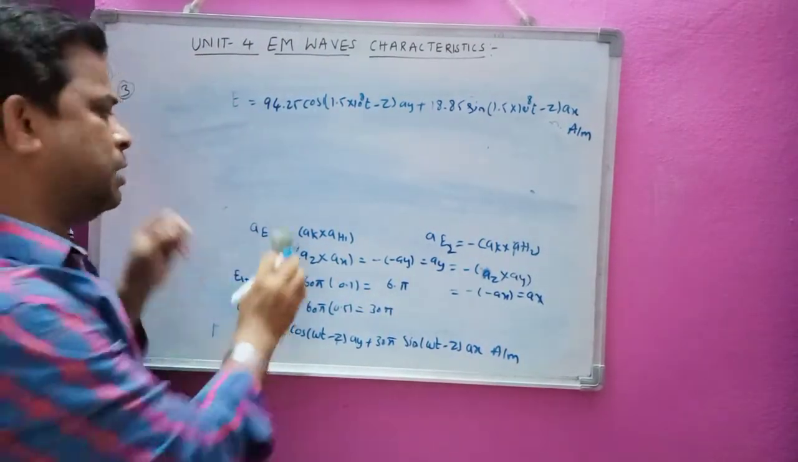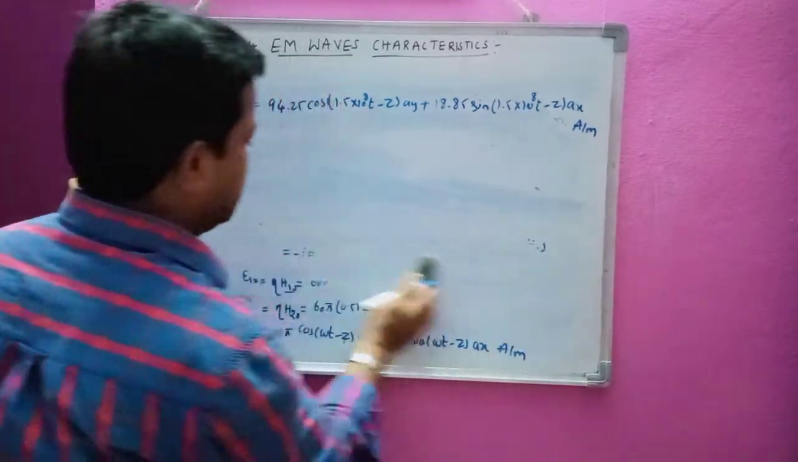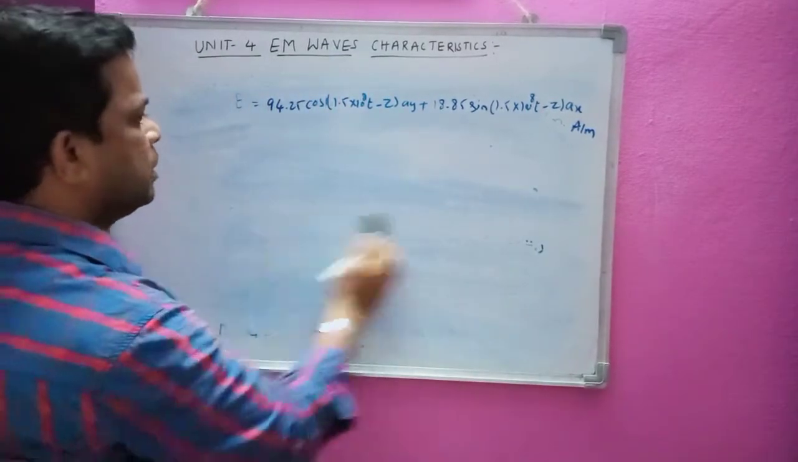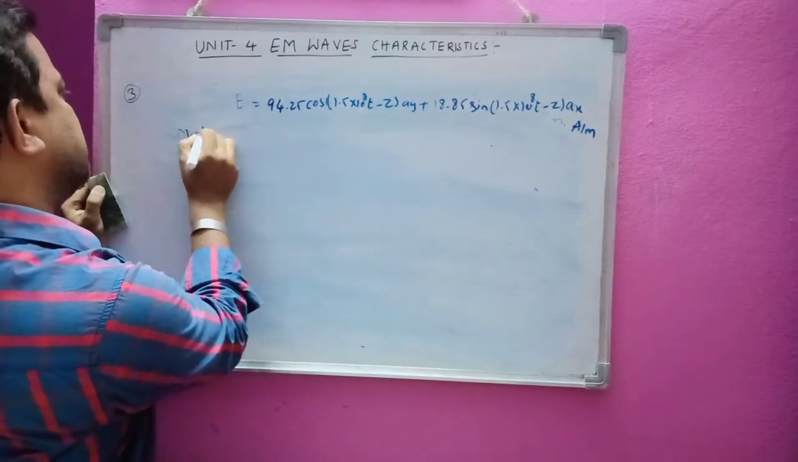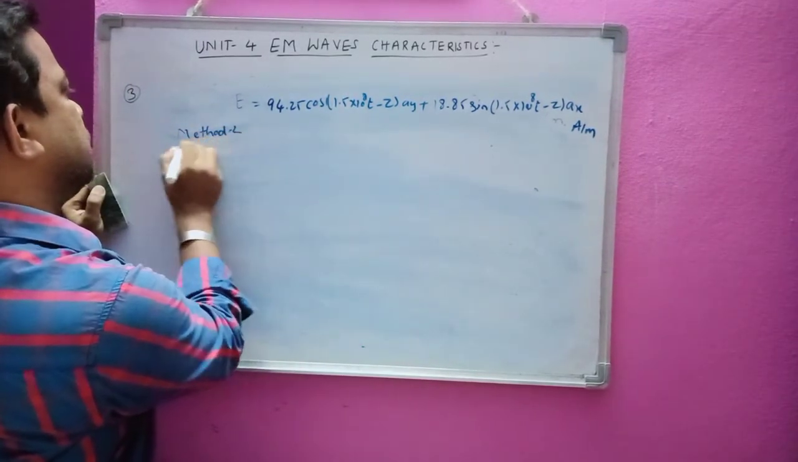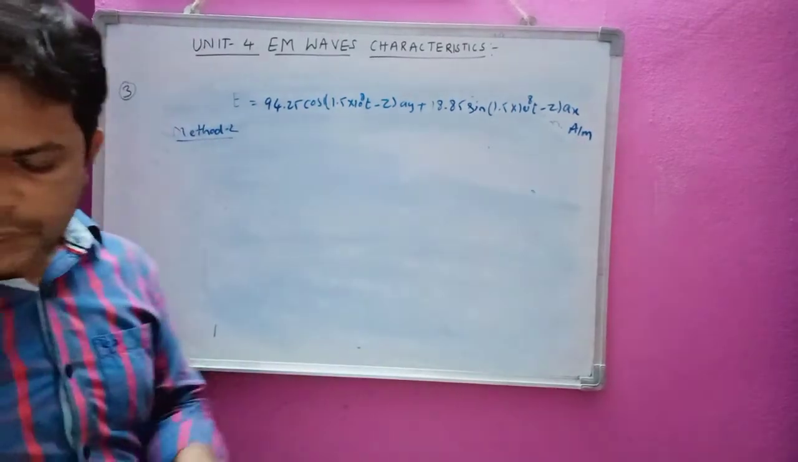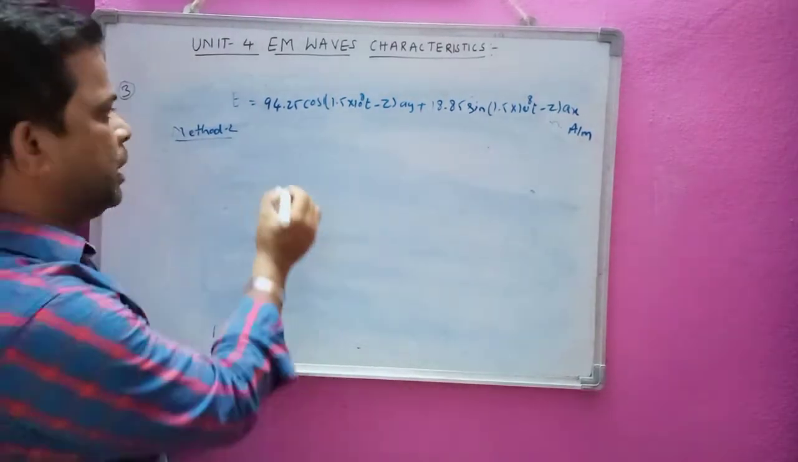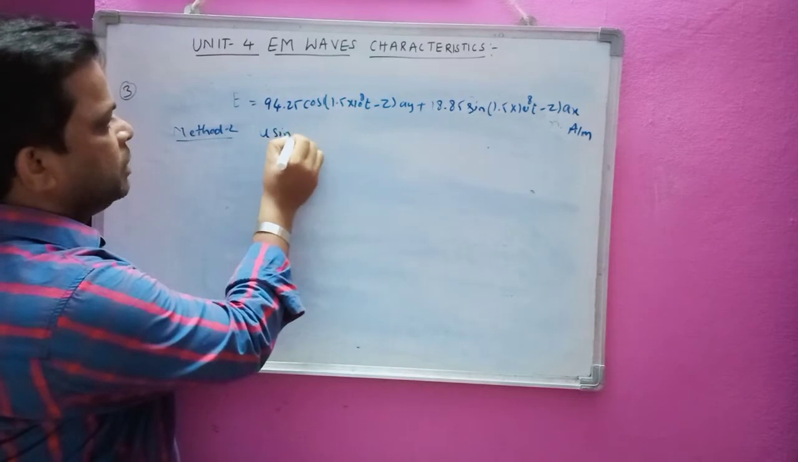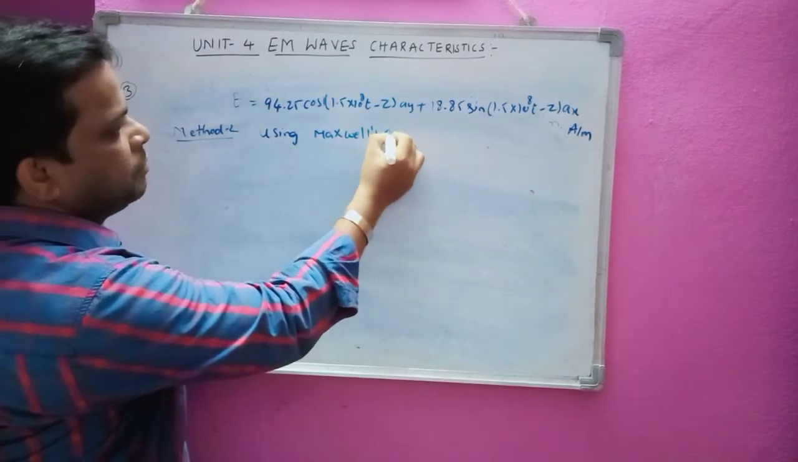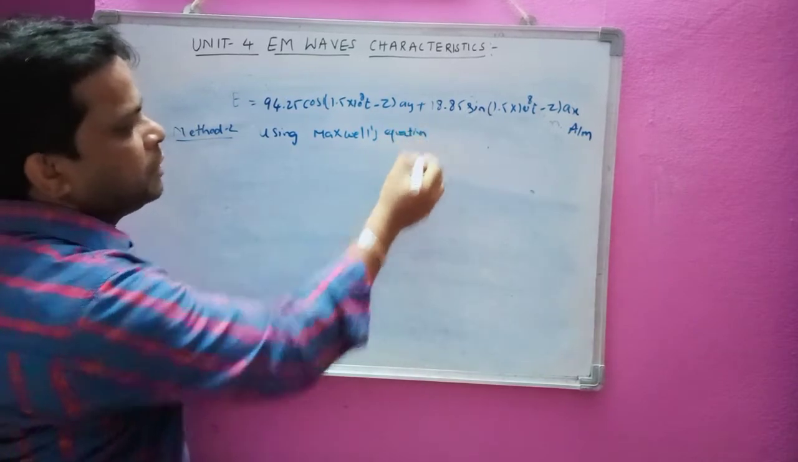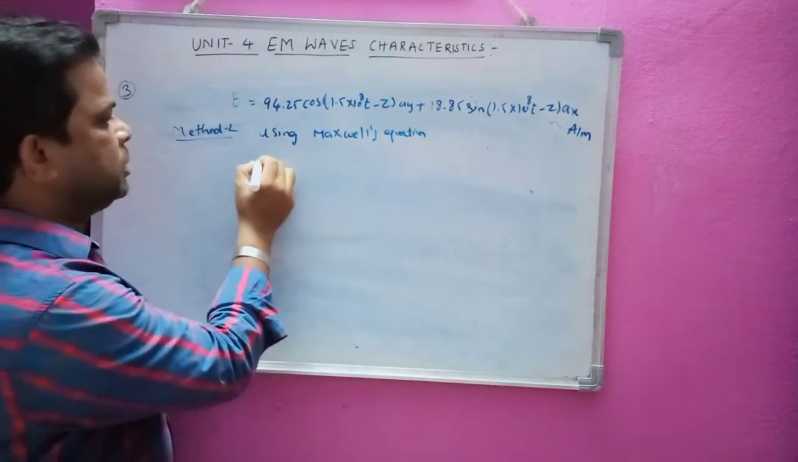Next we will do the second method. Whether we will get the same answer or not, we will check here. We have another method, method 2, for calculating E. We are going to use Maxwell's equation to calculate this. Using Maxwell's equation, that is, del cross H is equal to J.